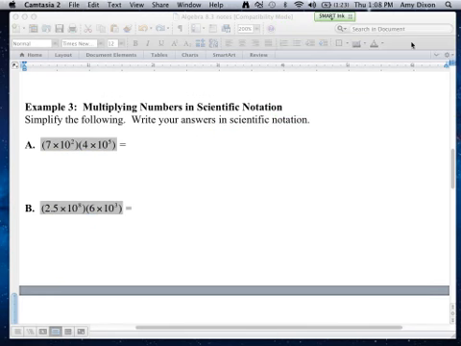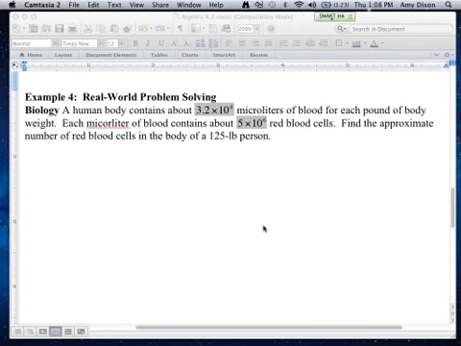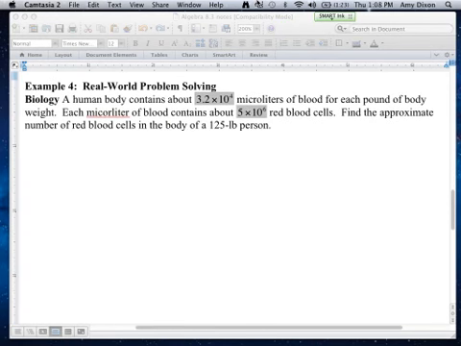All right, on the back side, we have a word problem. A human body contains 3.2 times 10 to the 4th microliters of blood for each pound of body weight. Each microliter, there's a typo there, that should say microliter, of blood contains about 5 times 10 to the 6th red blood cells. Find the approximate number of red blood cells in the body of a 125-pound person.